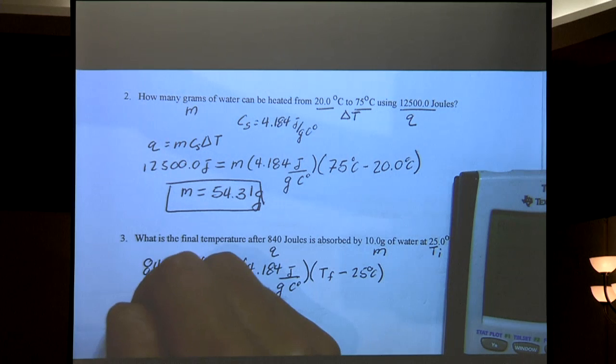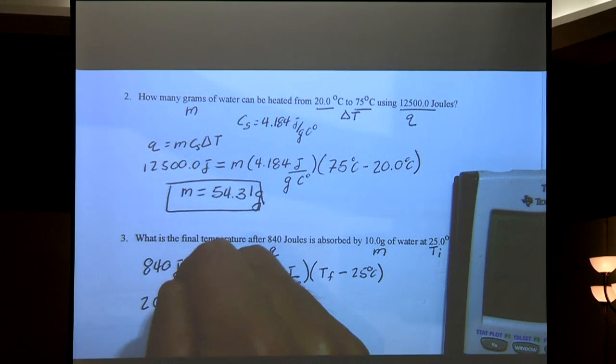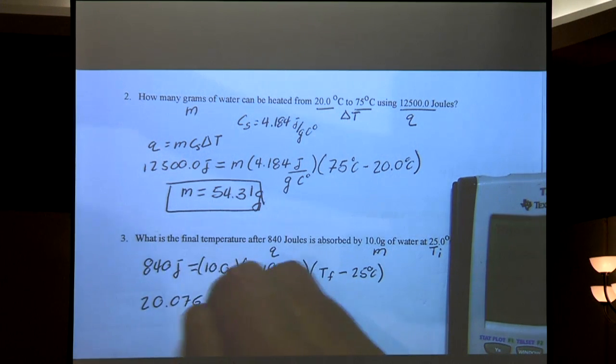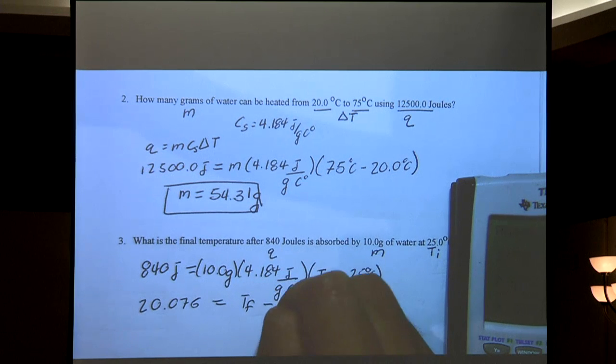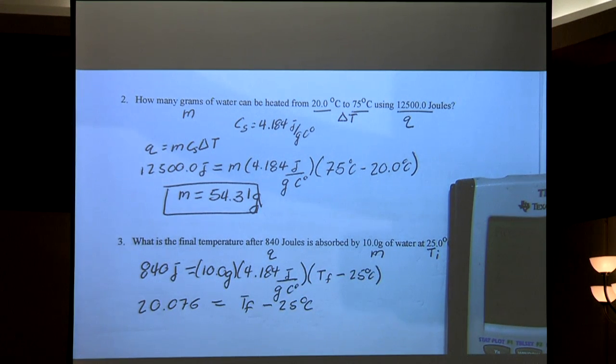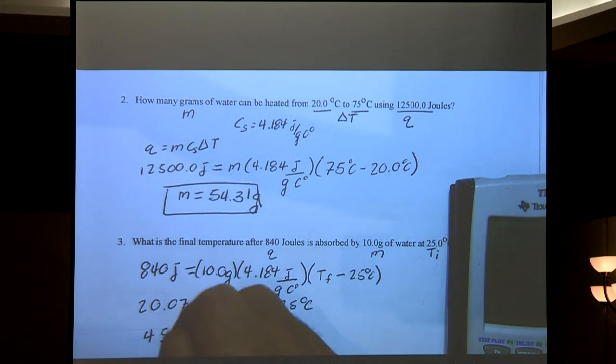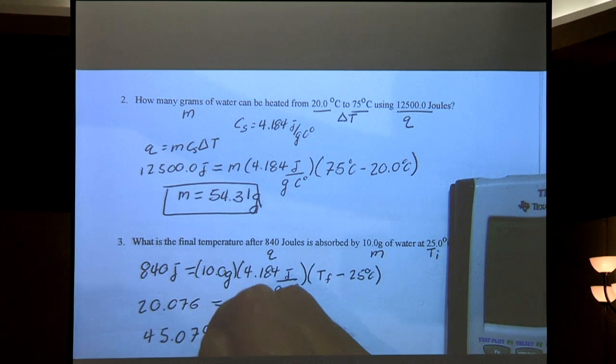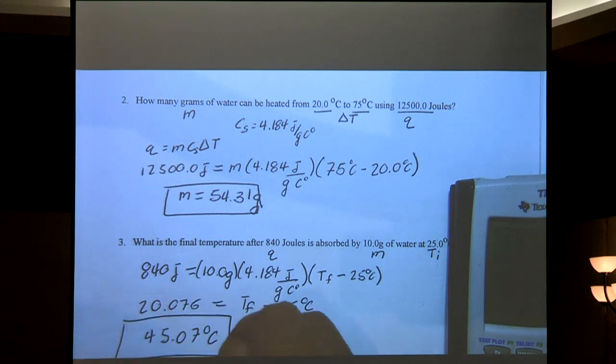Okay, we get 20.076 equals Tf minus Ti, which is 25 degrees Celsius, plus 25, 45.07 degrees Celsius is going to be our Tf.